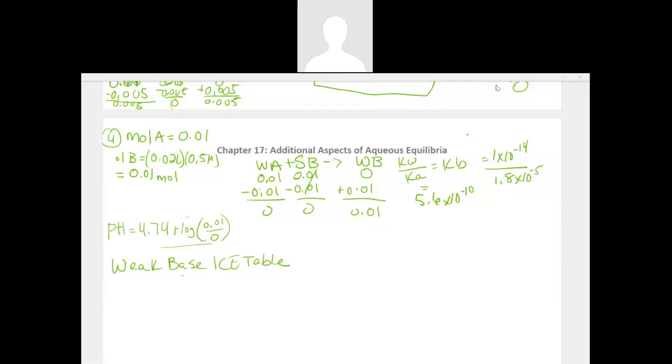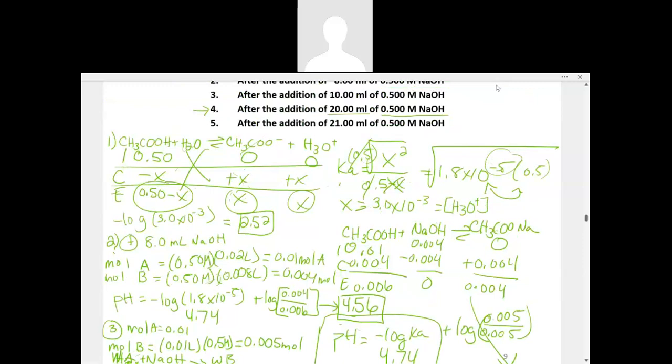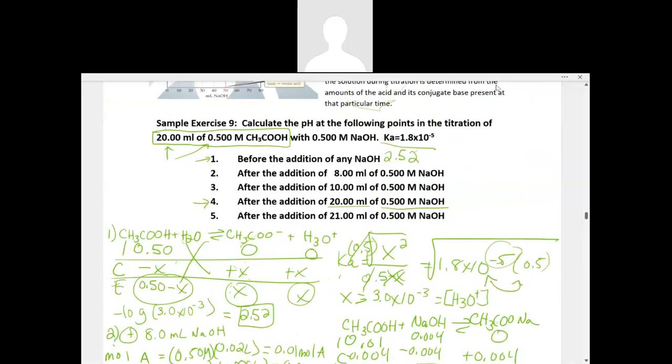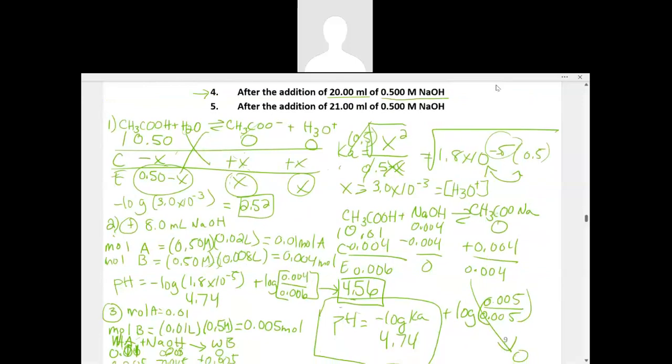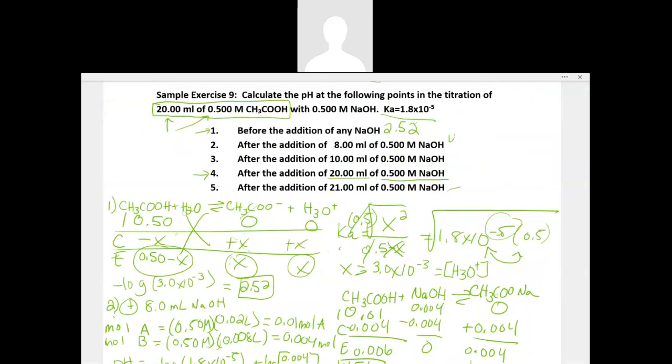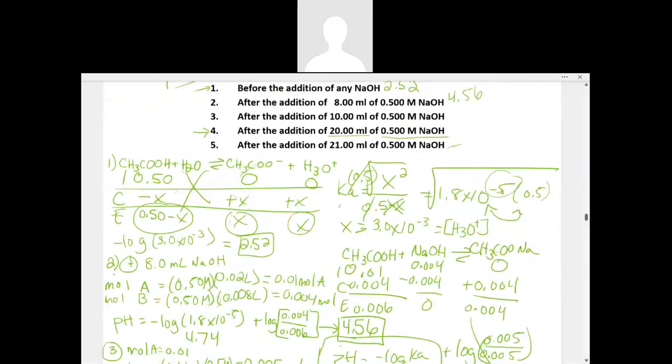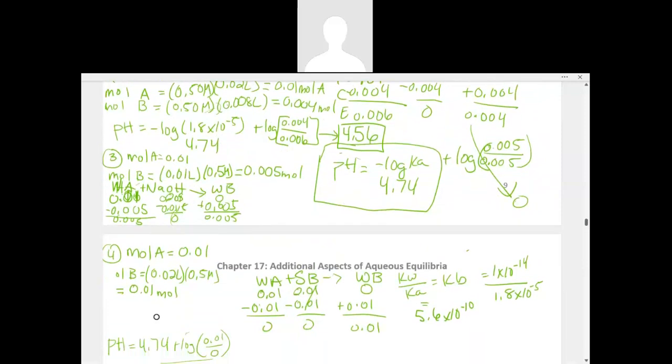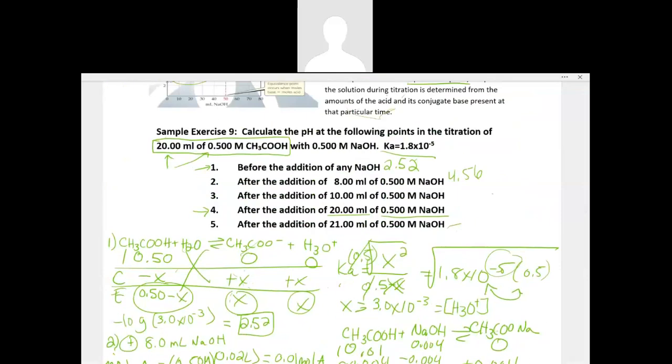In the last video from chapter 17, we took a look at sample exercise 9. And if you recall, we worked through parts 1 through 3. Before we added any sodium hydroxide, we solved for pH and found it to be 2.52. Then it increased to 4.56, and at point 3, our pH equals our pKa. We call this our half equivalence point. Let's see what happens in part 4.